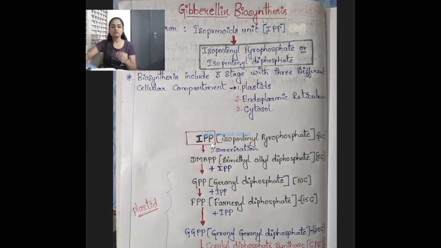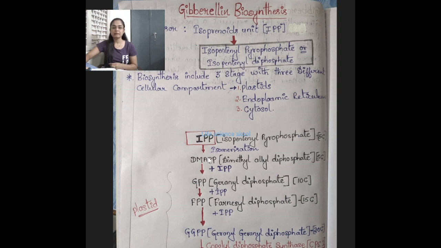It starts with isopentenyl pyrophosphate, which is a 5-carbon molecule. This IPP undergoes an isomerization to form DMAPP. What is this DMAPP? The full form of DMAPP is dimethylallyl diphosphate, which is also a 5-carbon molecule. So after isomerization to DMAPP, one more isopentenyl pyrophosphate is going to add. Then this is going to convert into geranyl diphosphate, which is a 10-carbon molecule.